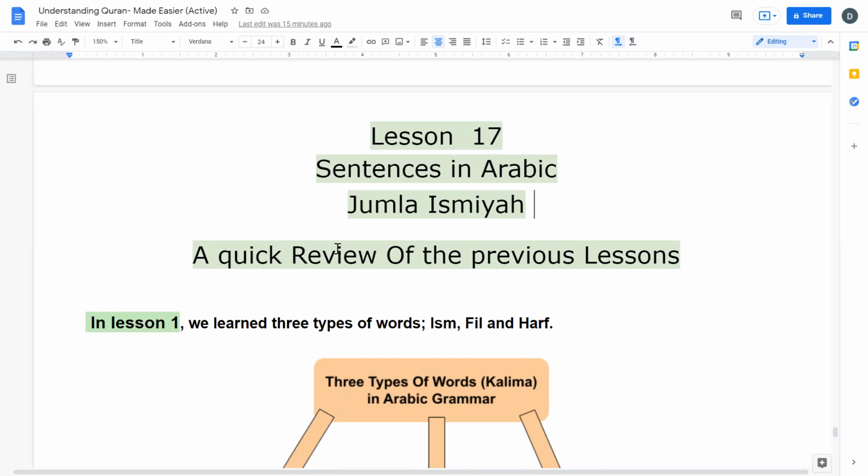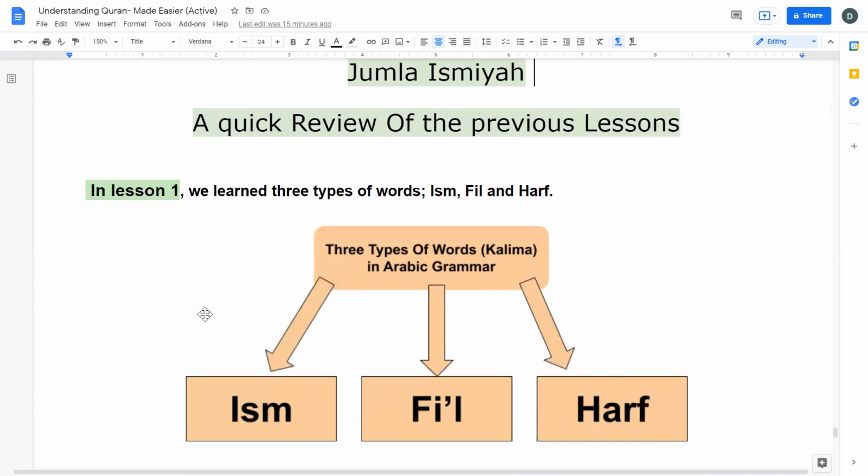But before we start learning Jumlah Ismiyah, I would like you to just have a review of the last 16 lessons. What did we learn in the last 16 lessons? You remember in lesson 1 we learned 3 types of words: ism, fail, and harf. And you know, ism is the name of a person, place, and thing, adjective, adverb, and more.